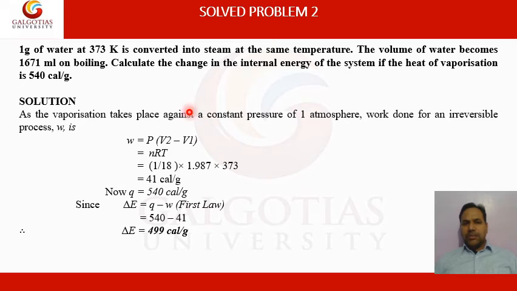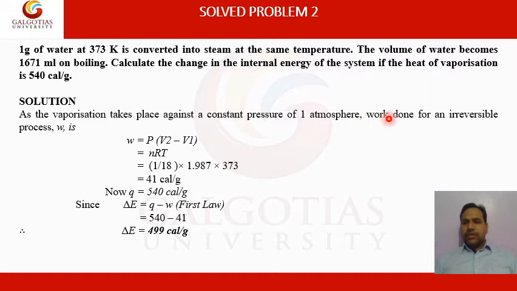Another solved example is shown here. 1 gram of water at 373 Kelvin is converted into steam at the same temperature. The volume of water becomes 1671 ml on boiling. Calculate the change in internal energy of the system if the heat of vaporization is 540 calorie per gram.